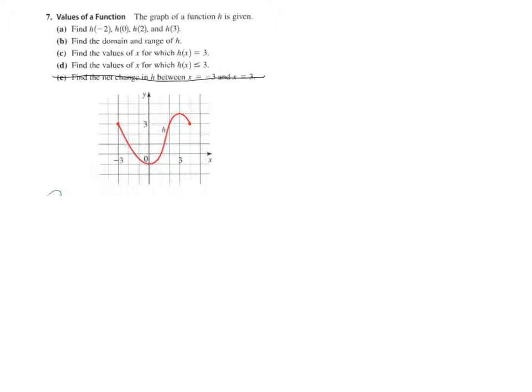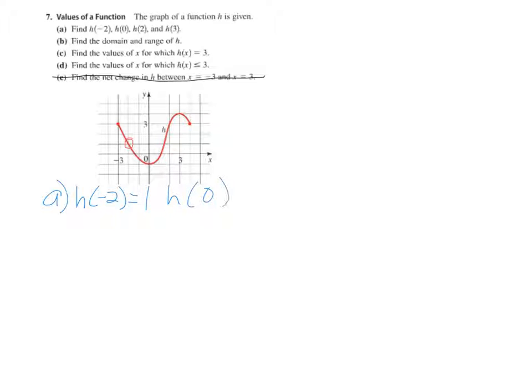So part A, we're to find h of -2, h of 0, h of 2, and h of 3. All of those numbers are inside the parentheses, so that means those are the x values, and we need to find the y's that go with them. H of -2, I need to look where x is -2 and find the y value that goes with it, which is right here. And that's where y is +1.